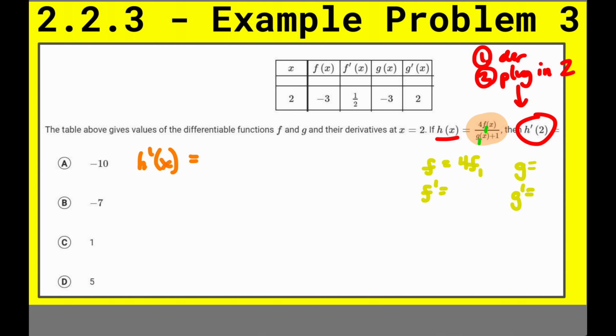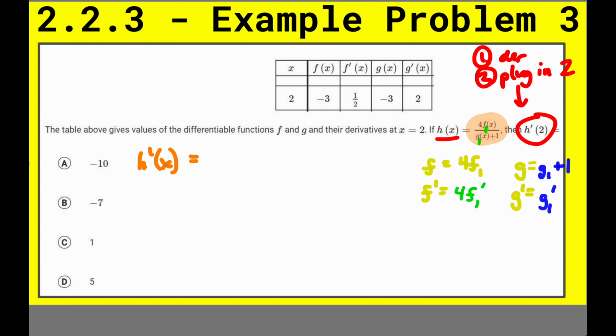All right, the derivative of f, which is 4 times f sub 1, is just going to be 4 times the derivative of f sub 1. Okay, g is going to be just g sub 1 plus 1, because it's that thing on the bottom right here. And then the derivative of this is going to be g sub 1's derivative plus 1's derivative. 1's derivative is just 0, so we don't need to worry about that.